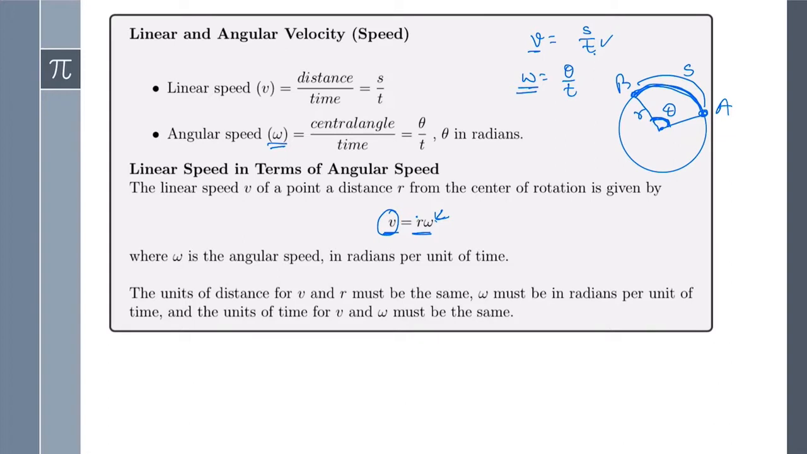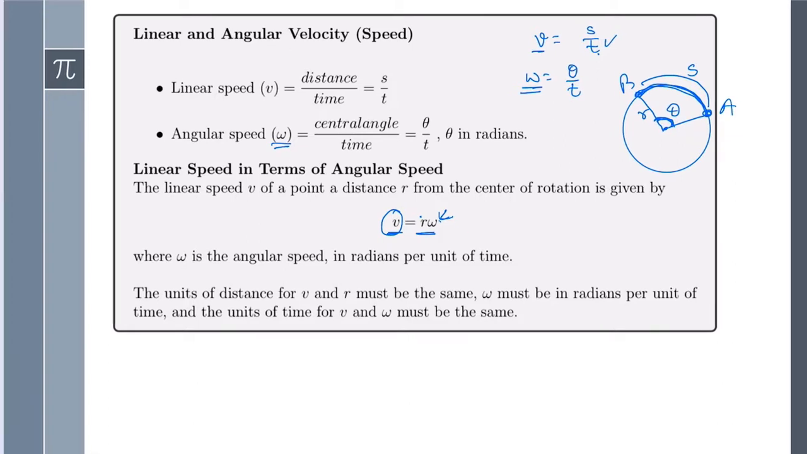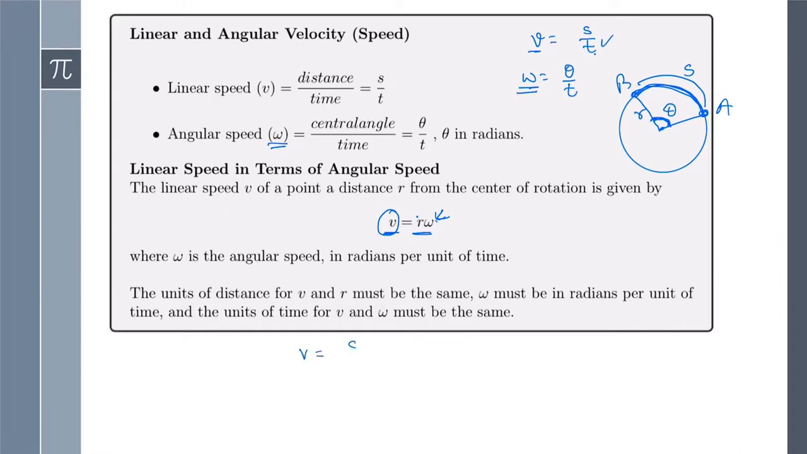It's a Greek letter. Now this is how we get this relationship. We know that the linear speed equals s over t, or distance over time. When we're talking about circular motion, this distance s is just the length of the arc. And we just have the formula that the length of the arc is given by radius times the central angle.